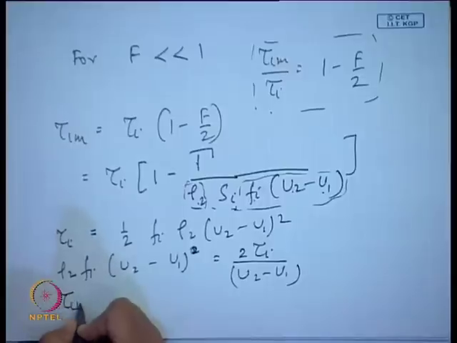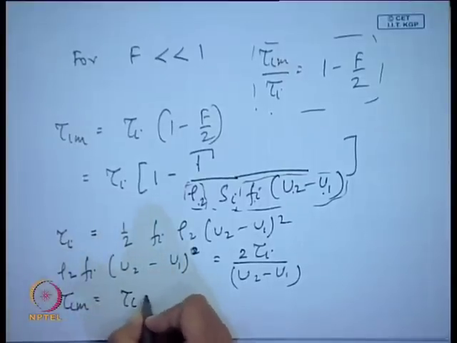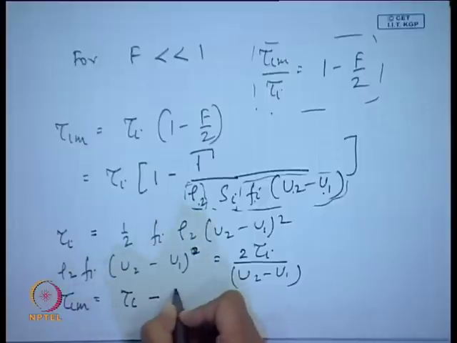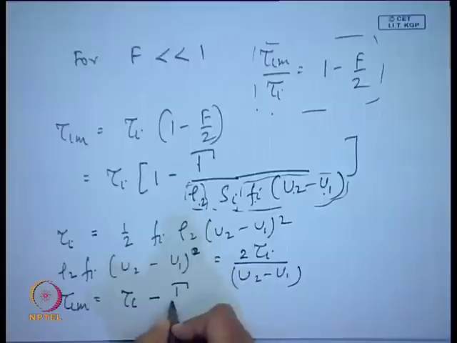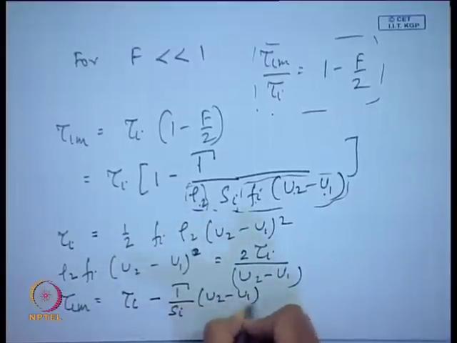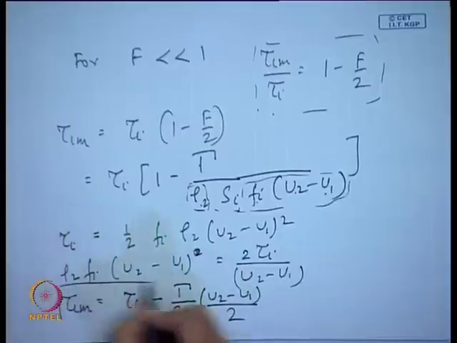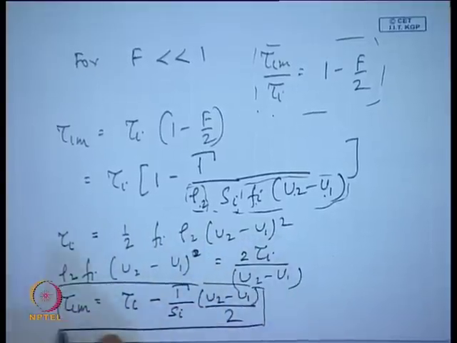I get tau I m, that is equal to tau I minus gamma by S I into u 2 minus u 1 by 2. This is the thing which I get. Is this particular portion clear to all of you? So, therefore, what do I get?